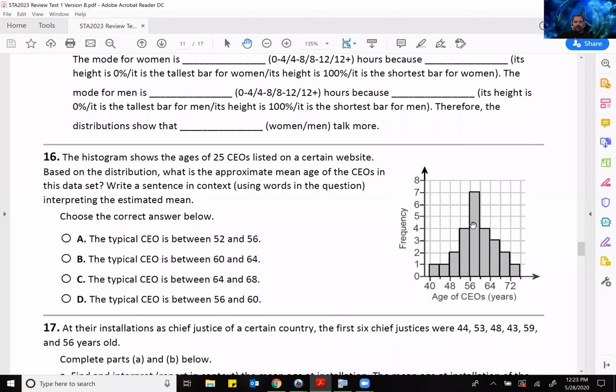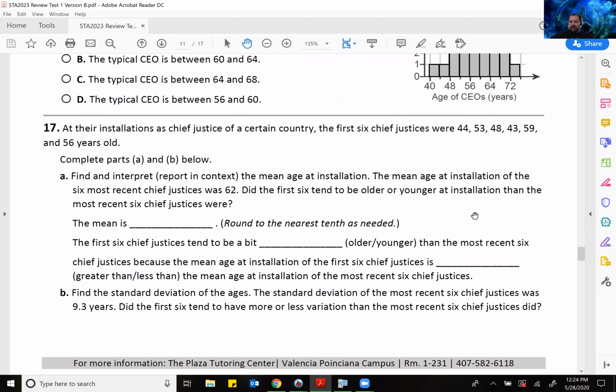Because it's that tallest bar again. Because remember, when you're symmetric, your mean, median, and mode are right in the middle. So definitely D. Moving on. 17.